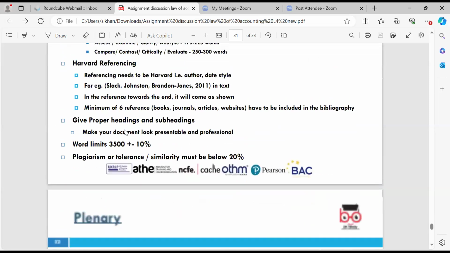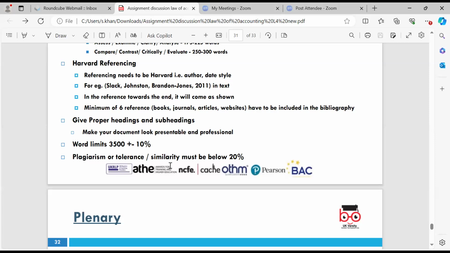Harvard referencing. So you need to do in-text Harvard referencing. So if you write something and you're referencing in your assignment, you need to put the author's name and the year. When you are doing it at the end, it needs to be the full citation. And you could use Neil's Toolbox for that to reference using the Harvard system, or things like Cite Me. Proper headings and subheadings.